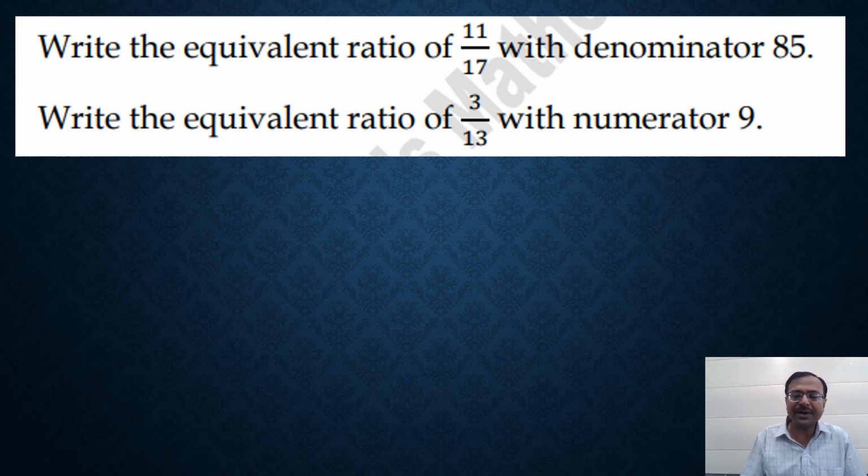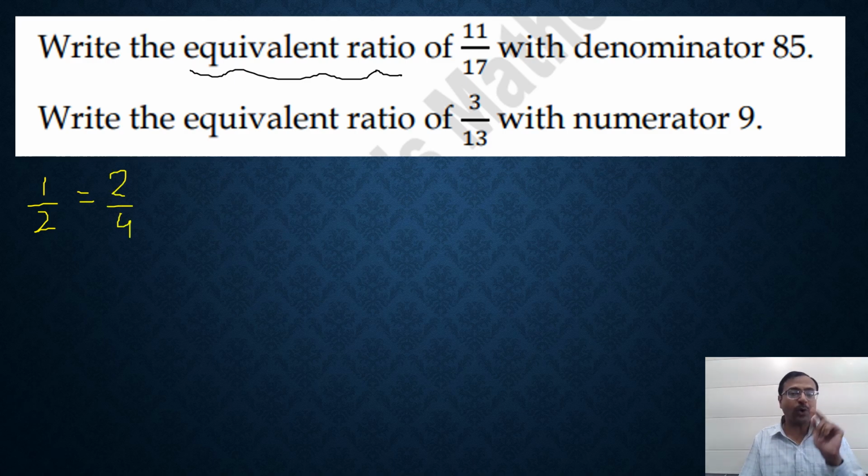Equivalent ratios. I'll give you a very simple example so that you can understand that. If you write 1 by 2 and you write 2 upon 4, 2 upon 4 has a common factor 2. So if you strike off the common factor 2, you will have 1 by 2. So 2 upon 4 also reduces to 1 upon 2.